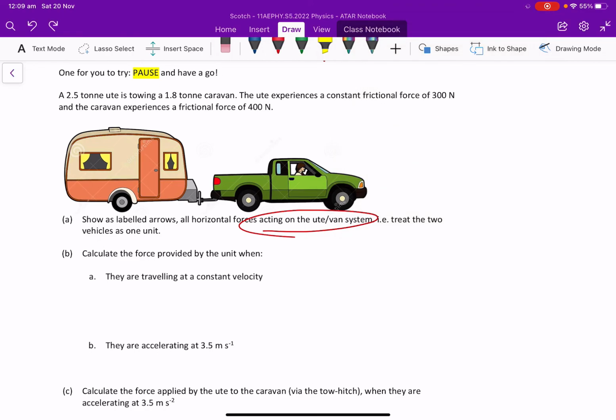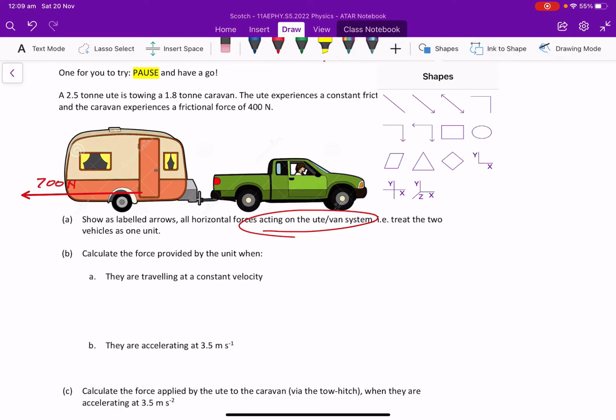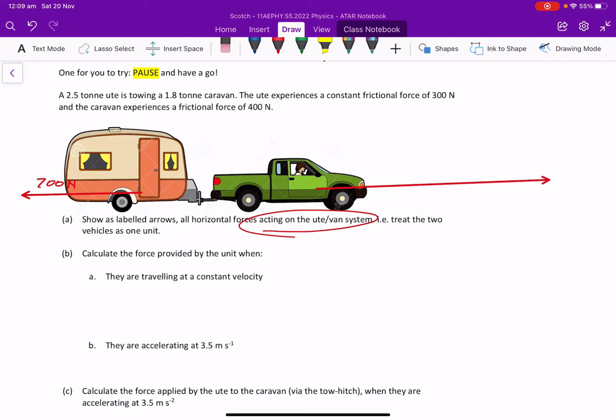Going backwards, that's the force of friction. What is it? It's a total force of friction of 700 newtons. There's also the force from the engine and the ute going forward. Now, it would be the same size if you're travelling at a constant speed. If we're accelerating, it would be a bit bigger. It would be really big if you were accelerating a lot. If it was really small, you'd be decelerating, slowing down. But I'm just going to draw it about that size, and I'll call that F, the force from the ute.